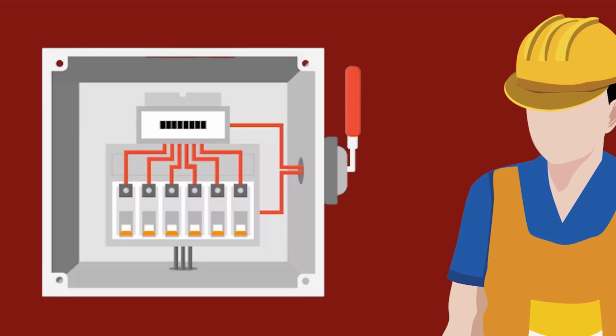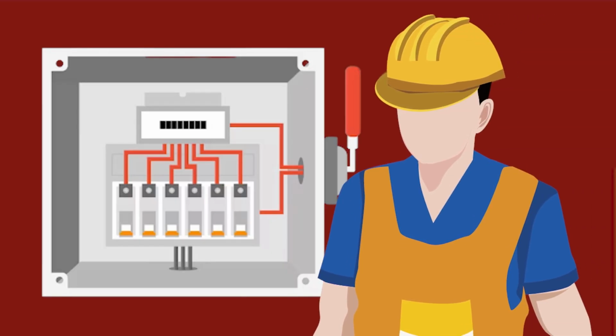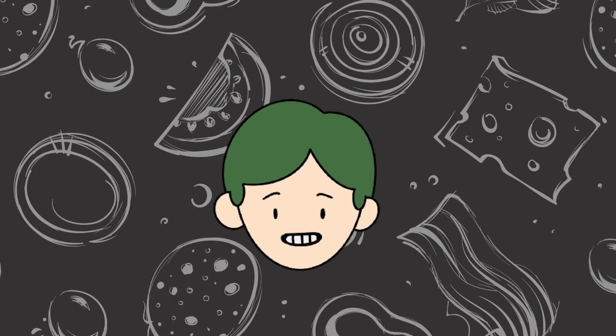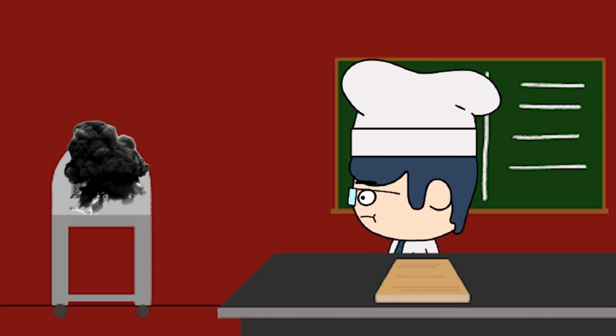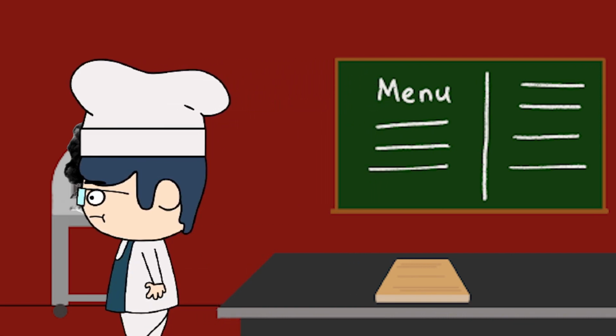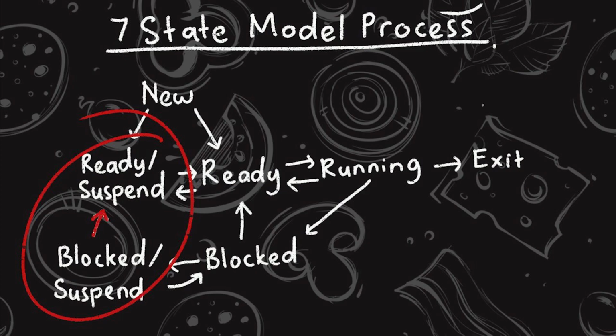Even after overcoming some obstacles, there may still be remaining challenges. Chef Alex moves from the block or suspend state back to the block state, signifying the continuation of the temporary halt in the pizza making process. It's a moment of perseverance as Chef Alex tackles each obstacle along the way.